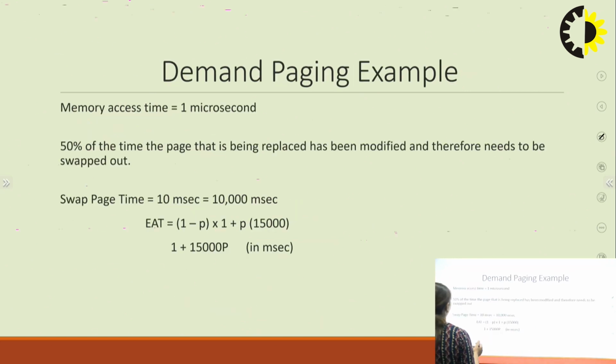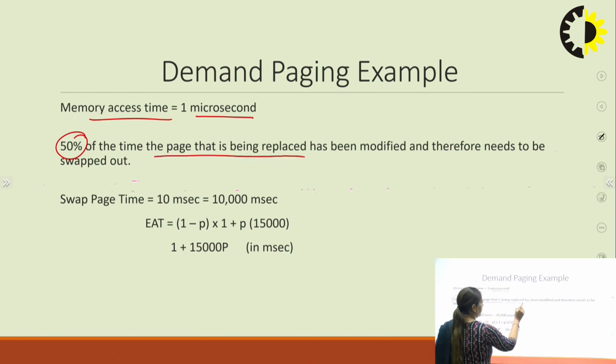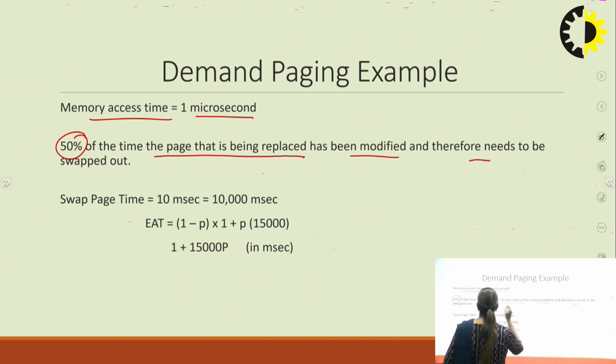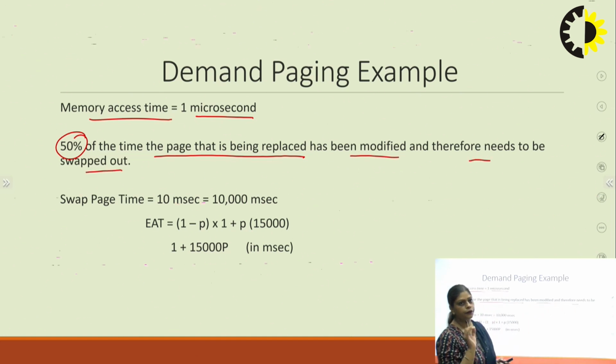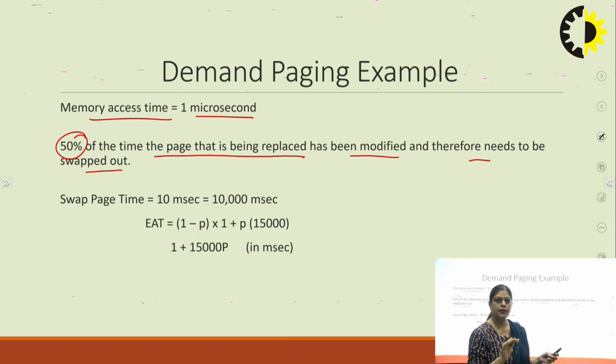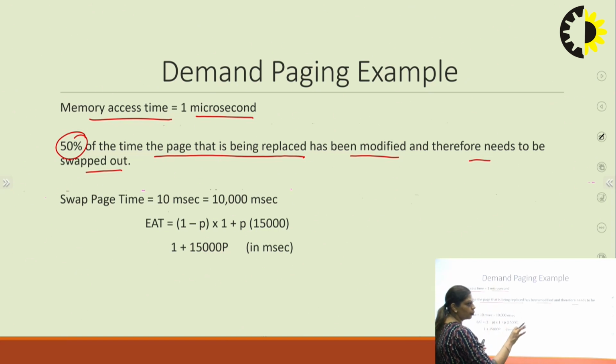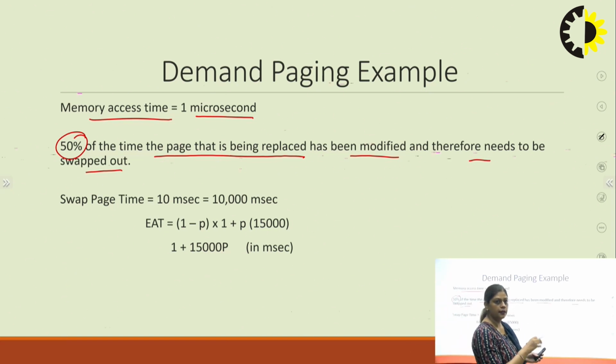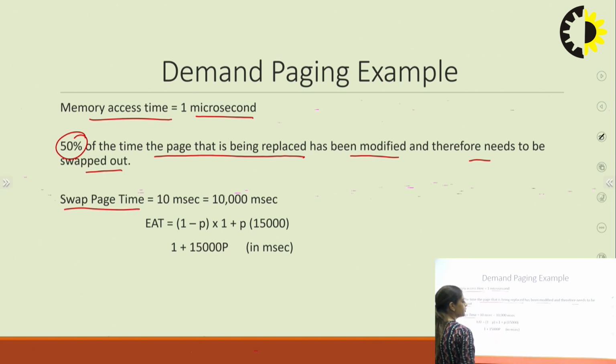Now see here, let's take an example. Suppose the memory access time is 1 microsecond, right? And 50% of the time the page that is being replaced has been modified and therefore needs to be swapped out. Half of the time, the page is being replaced from the backing store, swap in, swap out, the process is going on. So 50% of the total time is spent in this only. The swap page time is, suppose, 10 milliseconds, meaning 10,000 microseconds, right?